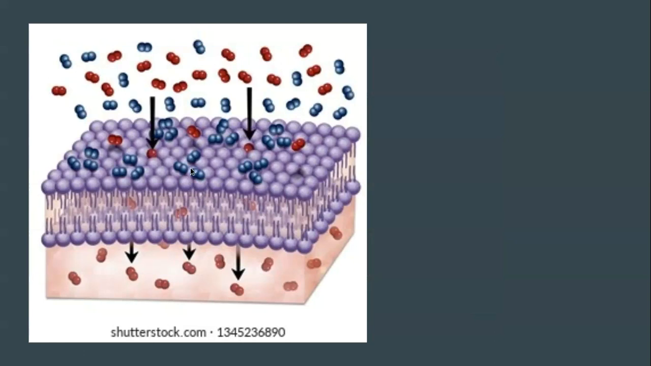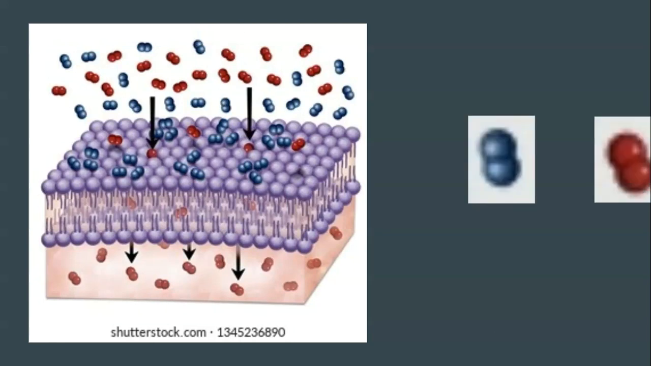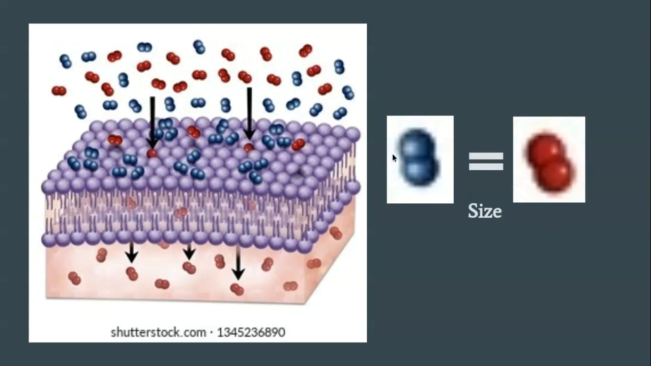Now, these molecules are technically the same in size, but you can see that this cell is not letting in these blue molecules, likely because they are charged differently. Just because they're the same size does not mean they are the same. They're not the same thing because this membrane is being choosy in which molecules it wants to go in, regardless if they're the same size.